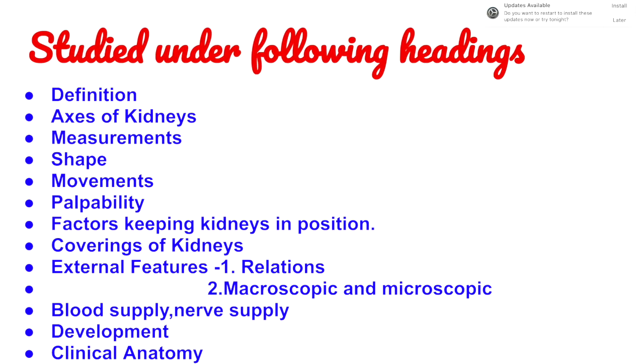We can study the kidneys under the following subheadings: definition, axis of kidneys, measurements and shape, movements during respiration, palpability, which is done by bimanual examination, factors keeping kidneys in position, coverings, external features, blood supply, nerve supply, lymphatic drainage, development and clinical anatomy. So under these subheadings, we can study the kidney in detail.